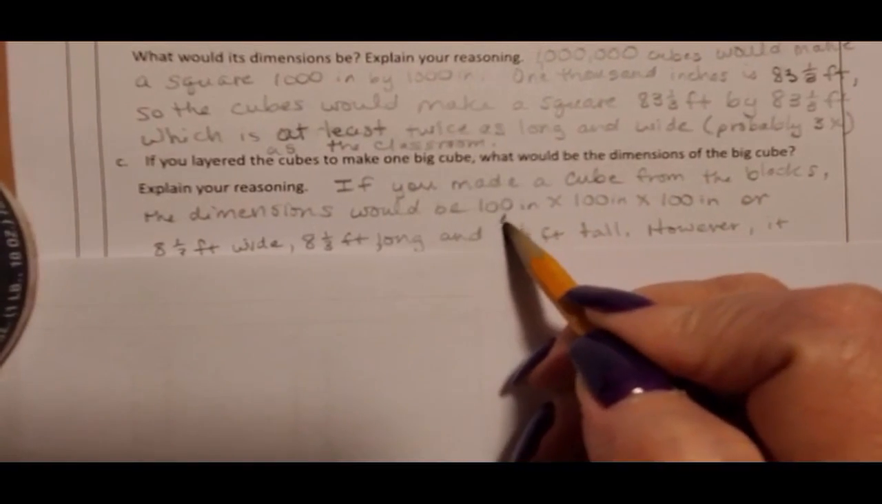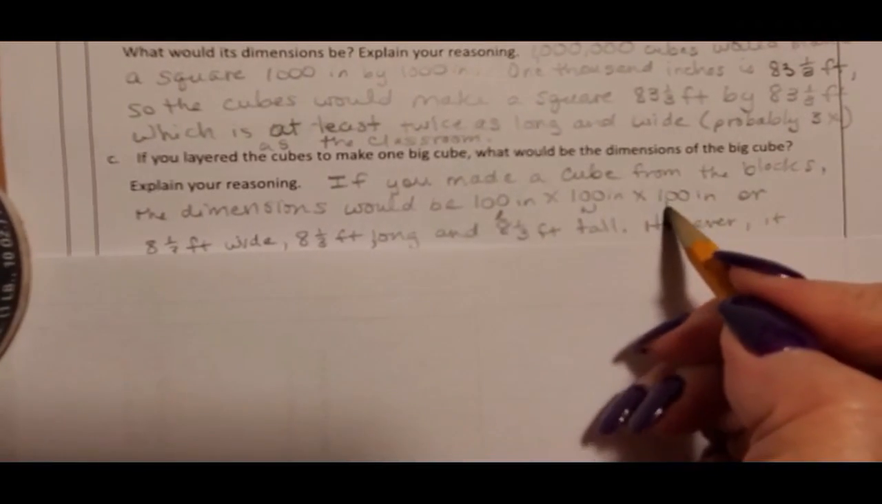Question C says, if you layered the cubes to make one big cube, what would the dimensions of the big cube be? Explain your reasoning. If you made a cube from the blocks, 1,000,000 of them, the dimensions would be 100 inches by 100 inches by 100 inches, length, width, and height, or 8 1/3 feet wide by 8 1/3 feet long by 8 1/3 feet tall. However, it would fit in the classroom.